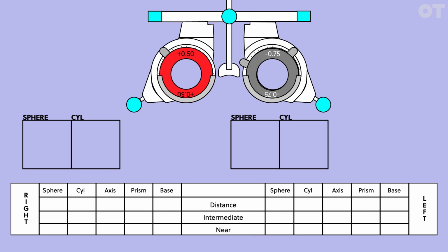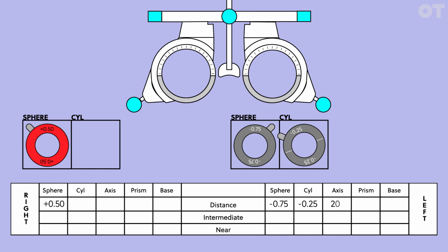Example 3. Here we have a patient who has one hyperopic and one myopic eye. Right eye plus 0.50, left eye minus 0.75 with a 0.25 at 20. It is helpful to highlight this to avoid making mistakes in dispensing. Now you should have a good understanding of how to write out a prescription.